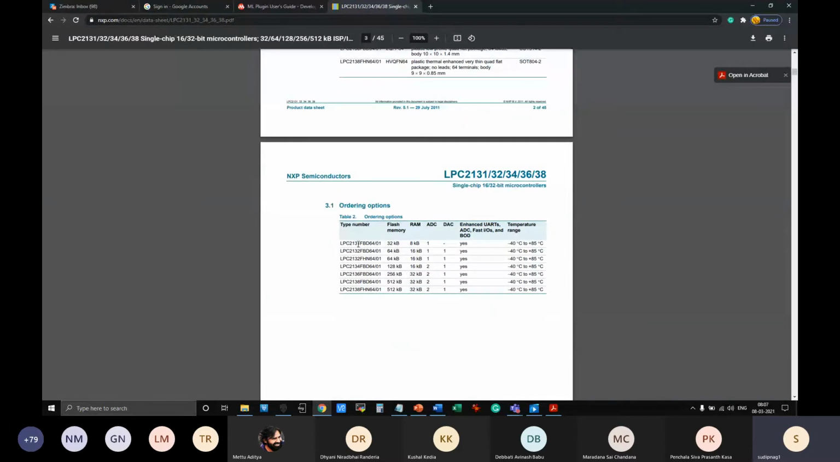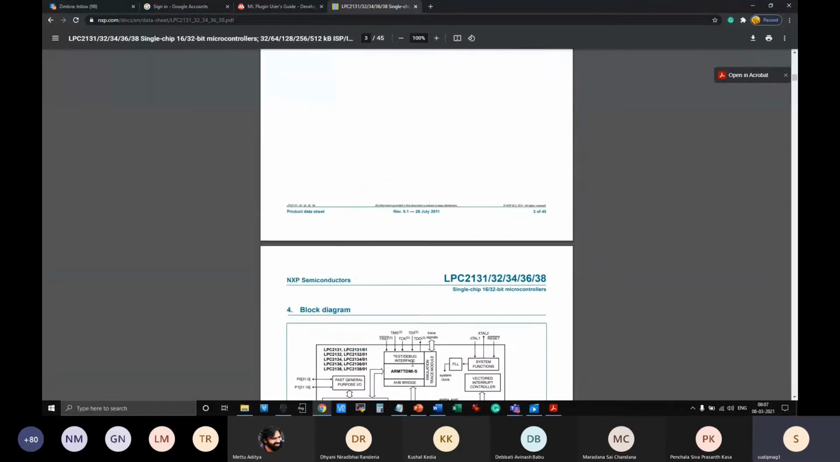LPC213X, where X means there could be 3.1 until 3.8. Each of those microcontrollers has different features and slightly different specifications, and that's why we have been studying the features in detail.